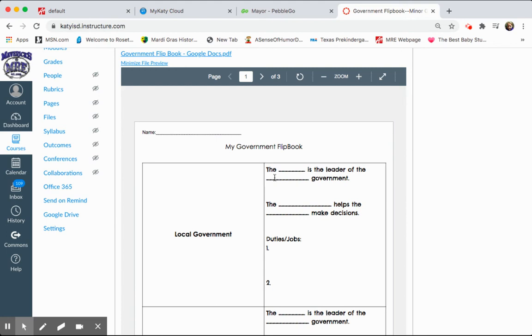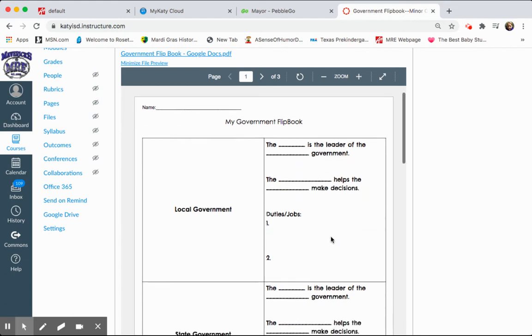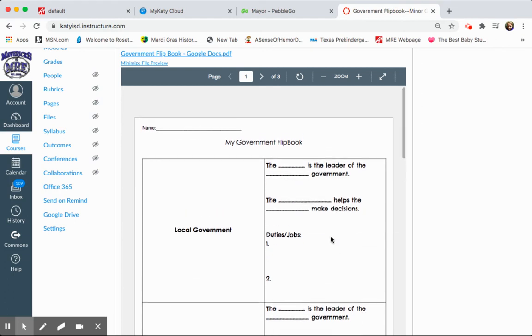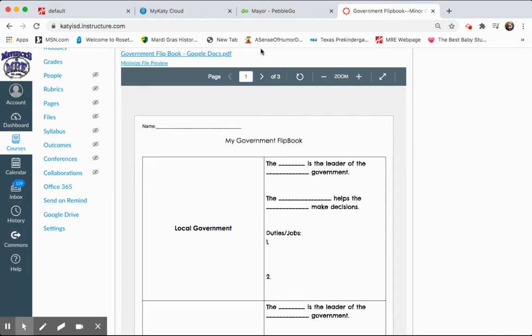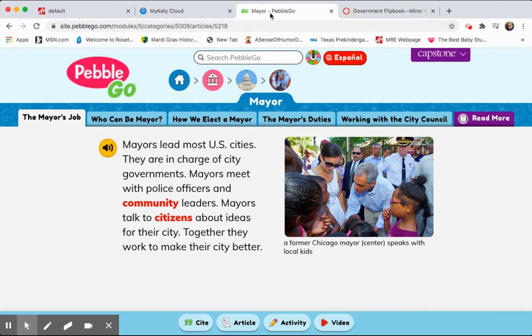I already gave you sentence stems, so you're just looking for who is the leader of this government and how they help make decisions, and then two duties or jobs that this branch of government does. Okay, so let's read through for the mayor while you're thinking about local government.